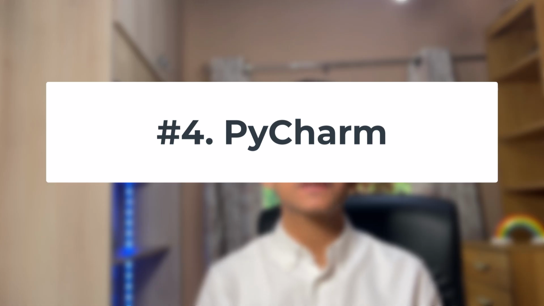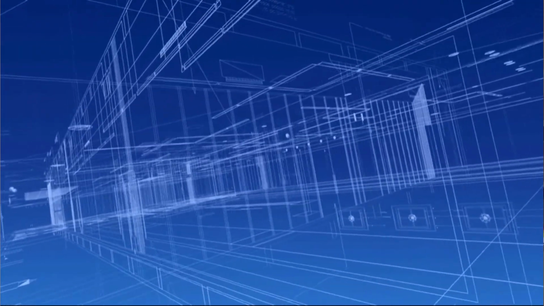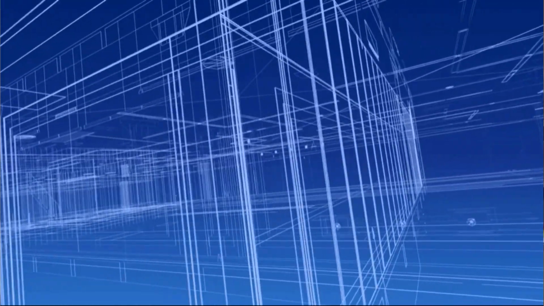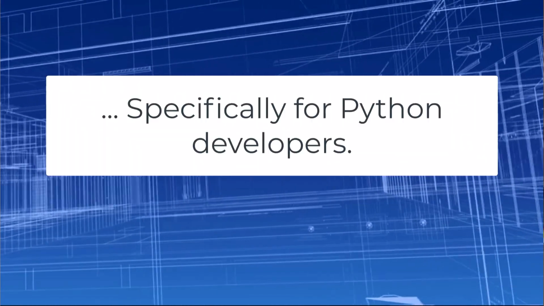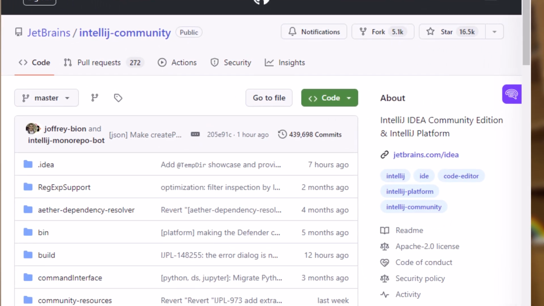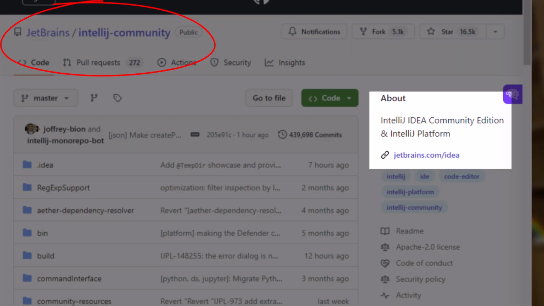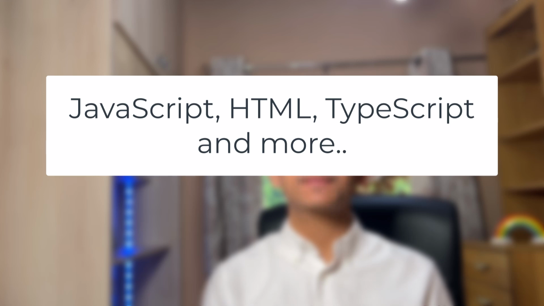And the next on my list is PyCharm. PyCharm is an IDE developed by JetBrains, a company known for creating tools for professional developers. The project started with the goal of providing a more productive and efficient environment specifically for Python developers. PyCharm comes in 2 main editions, the Community Edition and the Professional Edition. The Community Edition of PyCharm is indeed open source, which allows developers to contribute and modify the code under the Apache license. This repository includes not just PyCharm but also the IntelliJ platform. PyCharm supports Python but also many other languages like JavaScript, HTML, TypeScript, and more.